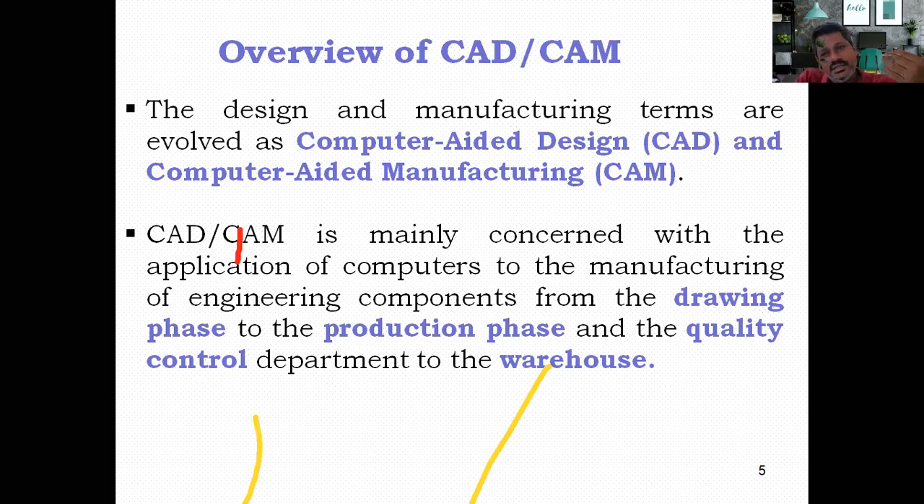But in the later stages, in the coming chapters, we are going to learn the programming. G code and M code are the programming. All the CNC machines are going to run with G code and M code programming. That coding will be done in a program in the computer. So the computer assists the coding part in manufacturing.